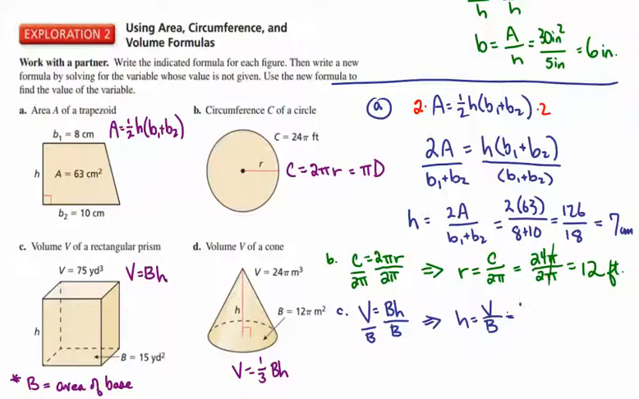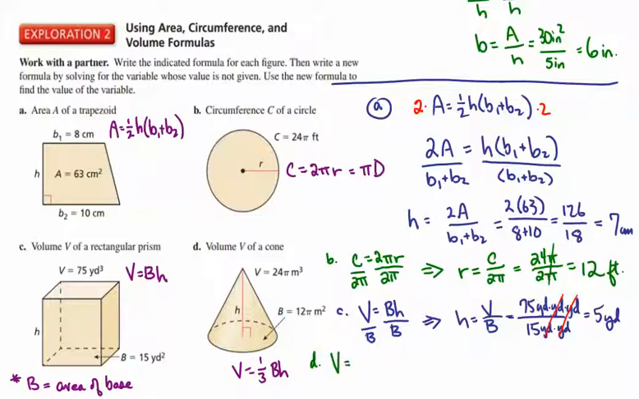And capital V in this case is 75 yards, no, sorry, it's yards cubed. Remember, that just means yards times yards times yards. And the base is 15 yards squared. So that's 15 times yards times yards. You can notice that 2 of the factors of yards will cancel out, and we'll be left with 5 yards as our height here. Going on to the final example here, we have the volume of a cone.